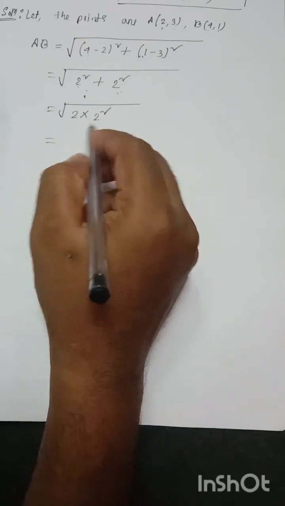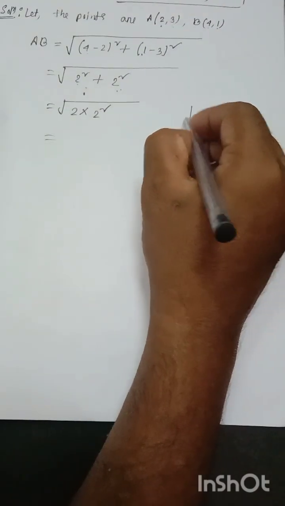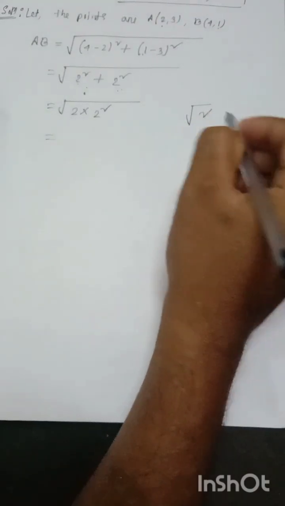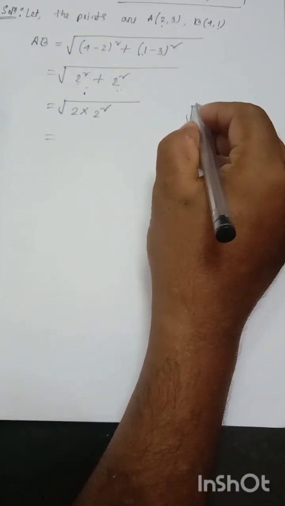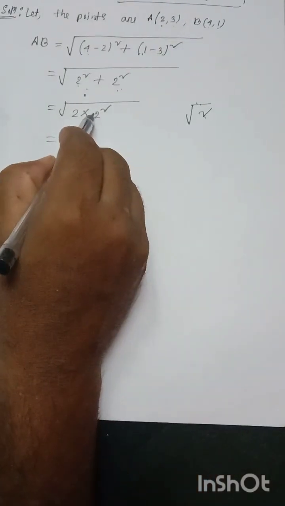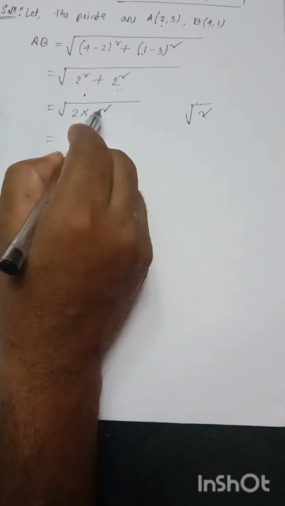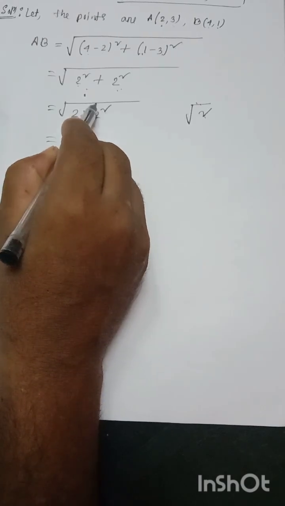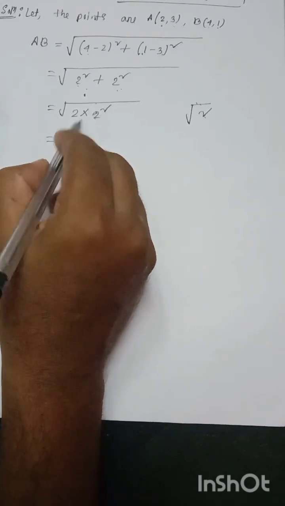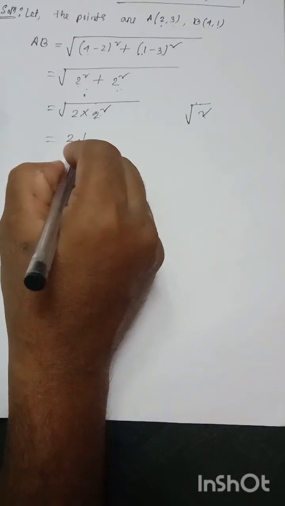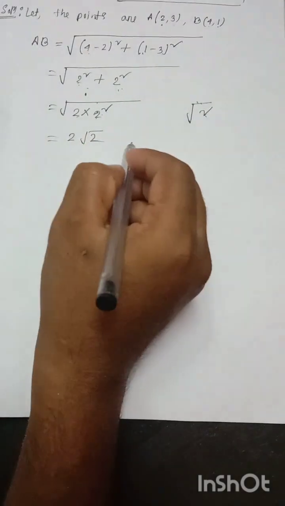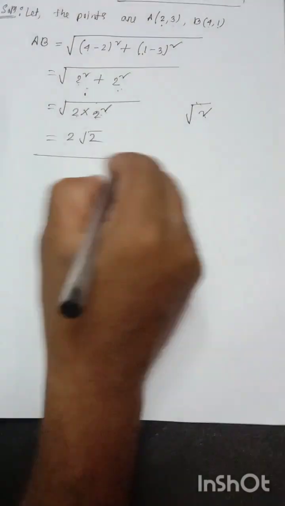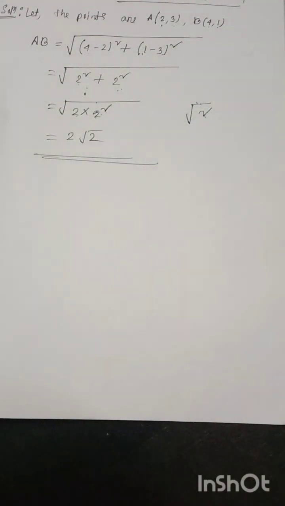Now we already know that if there is a root over and in between there is a square, then the root over and square will vanish. As in this 2 there is a square, the square and root over will vanish, then it becomes independent and comes out from the root over. And these 2 have no square root, so it will stay in between the root over. So the answer will be 2 root 2. Write down this.